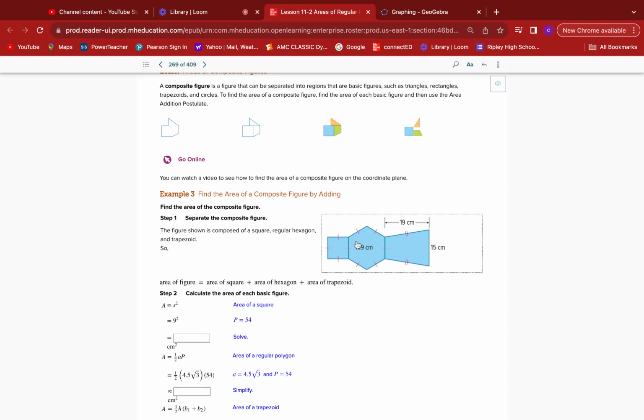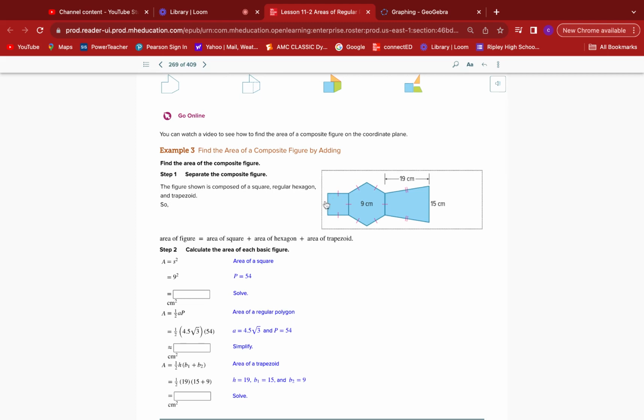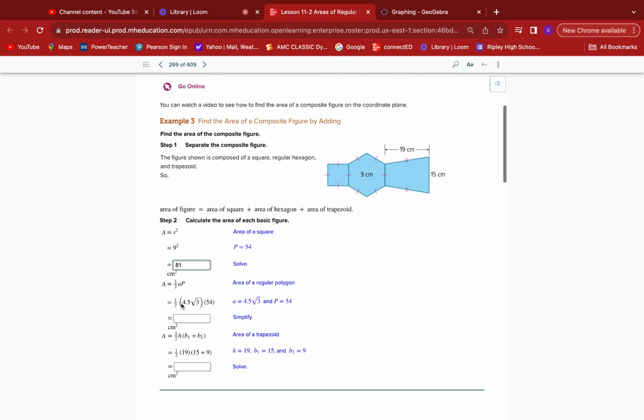All right. Well, I see a couple things going on. I see little slash marks. That means that if one of these slashes is 9, they are all the same. They're all 9. So for the square, 9 times 9 is 81. All right, got that. Now we have to find the apothem for this hexagon. Well, 1/2 the apothem times the perimeter. And if all of them are 9 and there are 6 of them, 9 times 6 is 54.